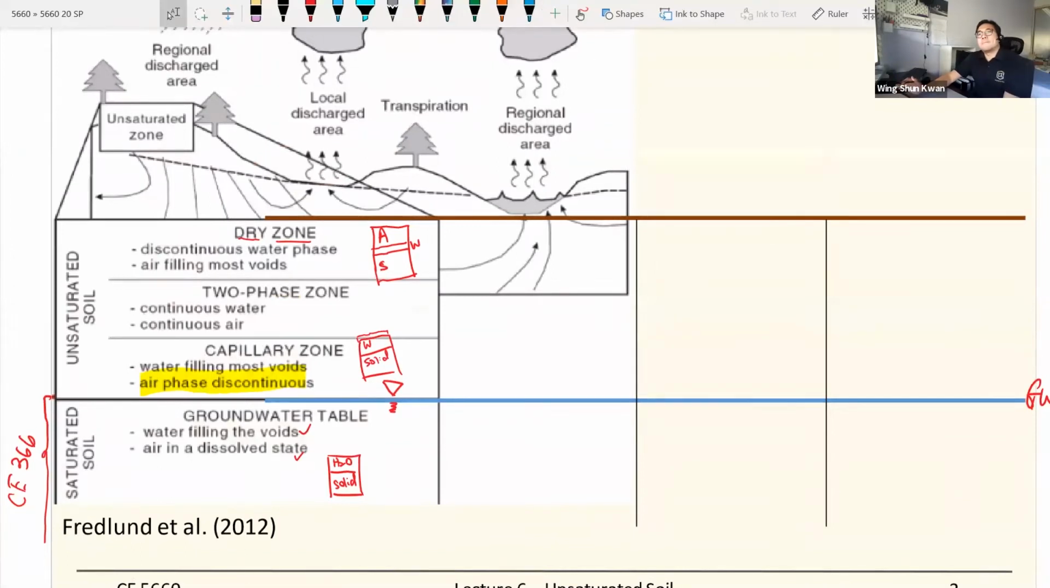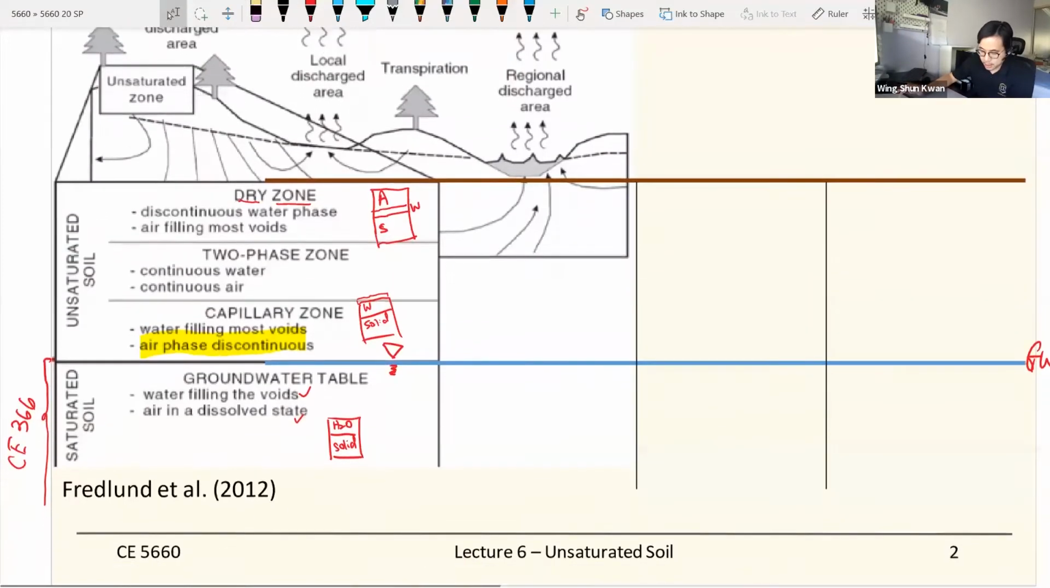And to make it more complex, between the dry and capillary zone is the two-phase zone. In this case, you have both continuous air and continuous water, so it's very tricky. It's not the air being dominant, and it's not the water being dominant. If the water is dominant, then it's very close to saturated behavior. If the air is dominant, then you are at a scenario like a dry material. But the two-phase zone is very complicated.